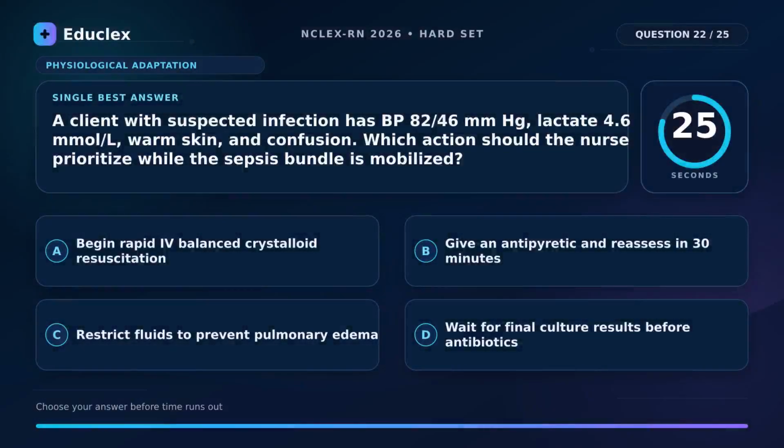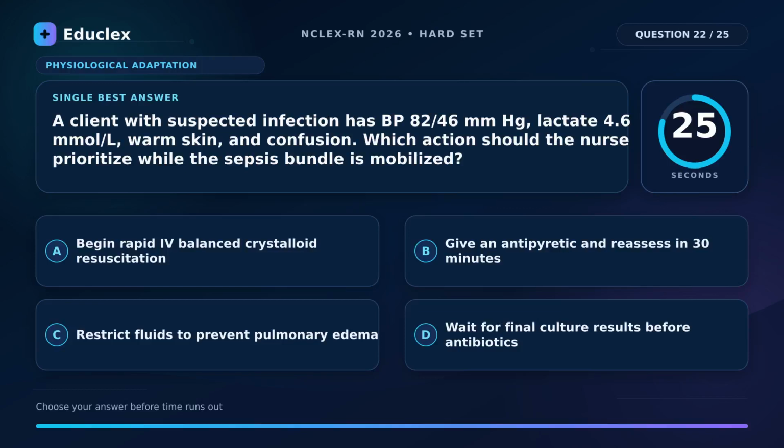Question 22. A client with suspected infection has BP 82 out of 46 mm of mercury, lactate 4.6 millimoles per liter, warm skin, and confusion. Which action should the nurse prioritize while the sepsis bundle is mobilized? Here are the options. Option A. Begin rapid IV balanced crystalloid resuscitation.